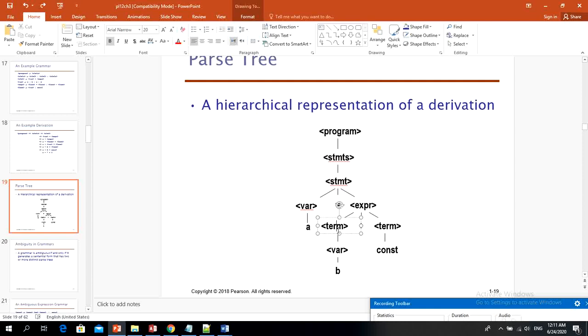But come here to this term. Term could be a variable, and a variable could be b, and term could be a constant. So if you represent this in a tree like that, this is called a parse tree. It is like a chart that represents the grammar.